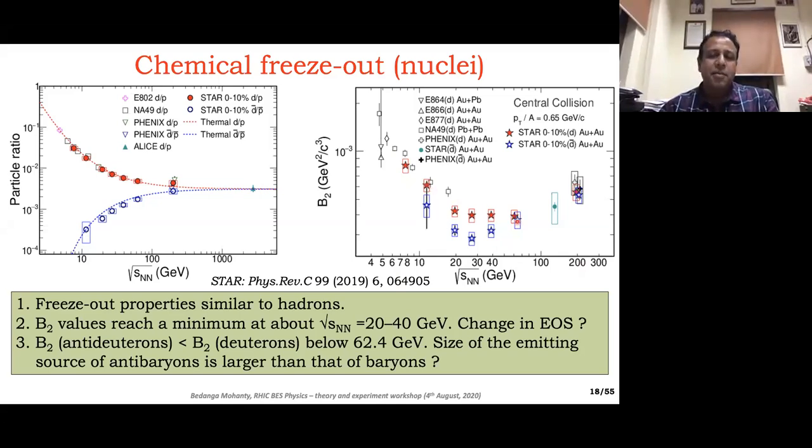Another interesting point is that the blue points correspond to d-bars and the red points are for deuterons. And we see a difference below 62 GeV. Does it mean that the emitting source of antibaryons is larger than that of baryons? Again, we need some more measurements or theory in order to understand why this difference happens.